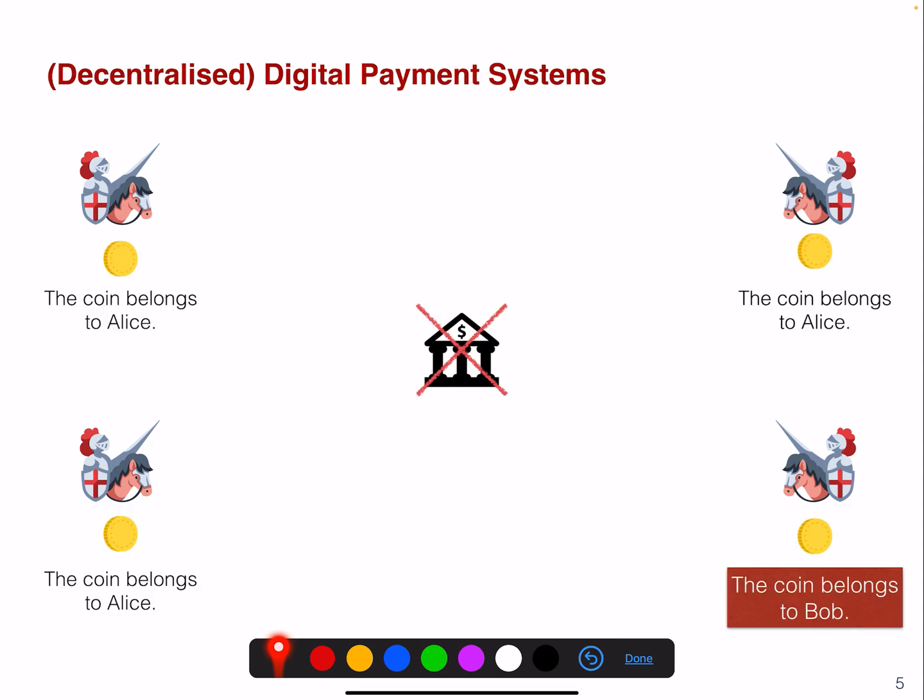Now let's assume we want to move towards a decentralized digital payment system. Now we don't have a bank anymore. We don't have this centralized entity that we have to trust in recording faithfully the balances of the different individuals. Now we have, for example, a coin that belongs to Alice, and that's what this knight believes. We also have this knight that is in agreement, and this knight. However, we have here the bad guy, and he says the coin belongs to Bob. So who's right?